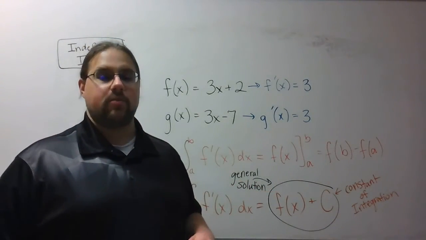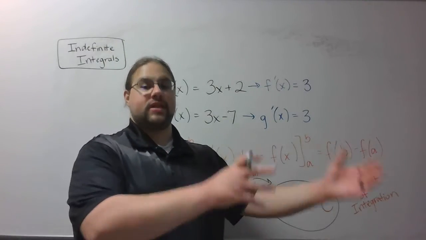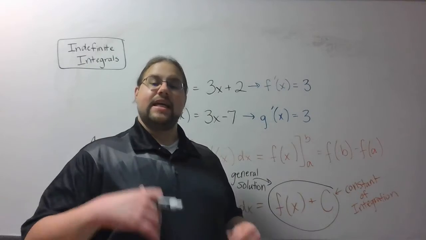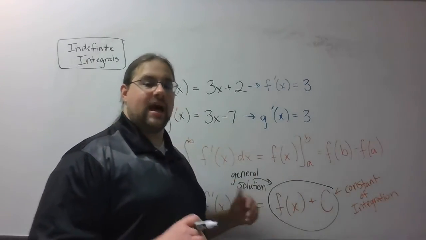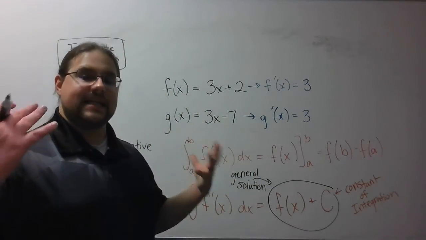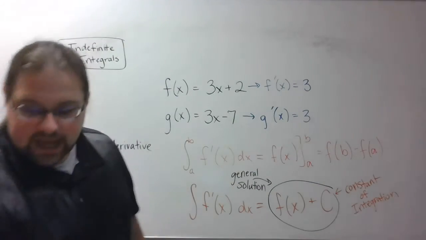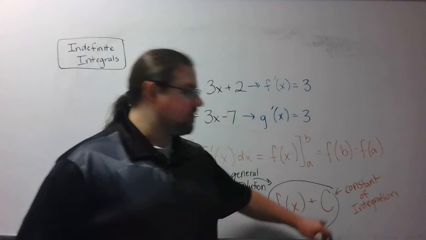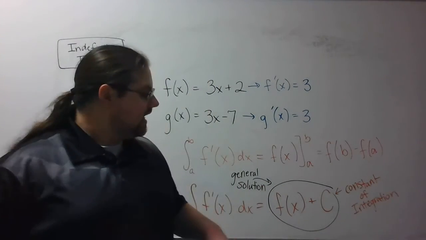Now I'm going to come back and talk more about general versus the other option, particular solution, a little bit later in the video series. So make sure you just keep this in mind. It is a family of functions. It contains all possible answers. And again, we're talking about the antiderivative, and make sure you remember it's a capital C.